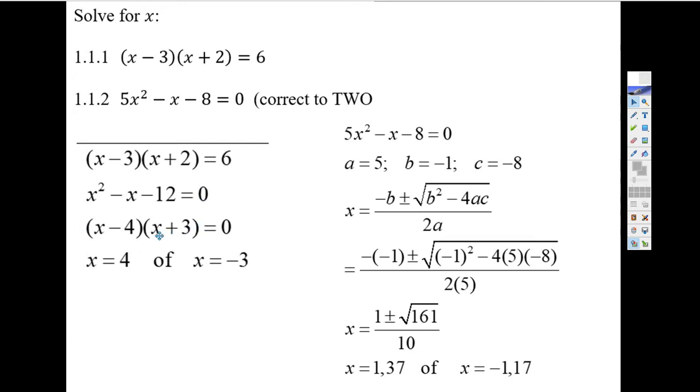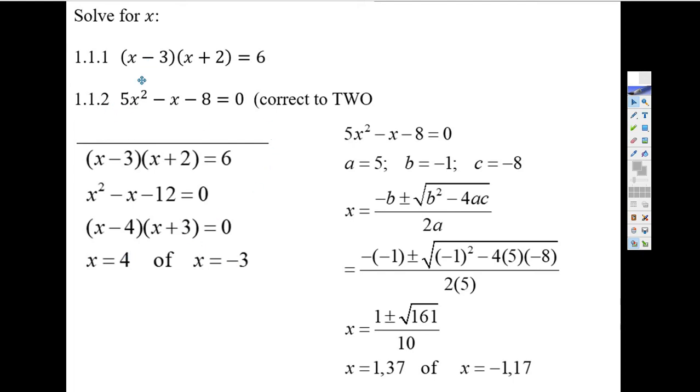Then you put 2 brackets, and you're looking for 2 numbers that multiply to equal 12. Well, 4 times 3 is 12. And you didn't choose 2 and 6 because you need one that's 1 apart. Minus 4 times x and plus 3 times x, minus 4x plus 3x. That's minus x. Now what's going to make it 0? x equals 4, or x equals minus 3.